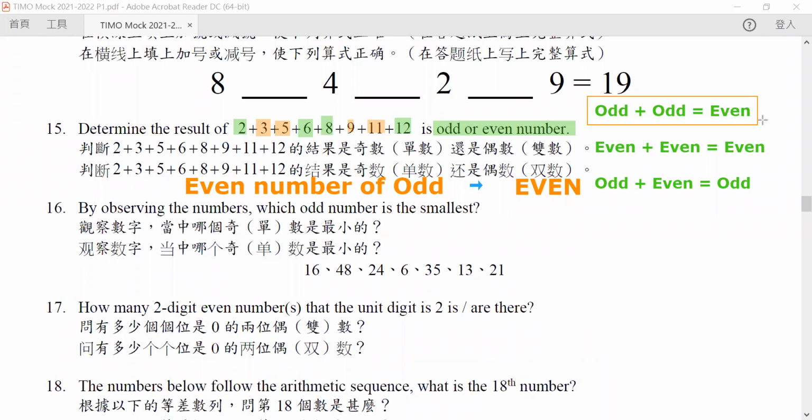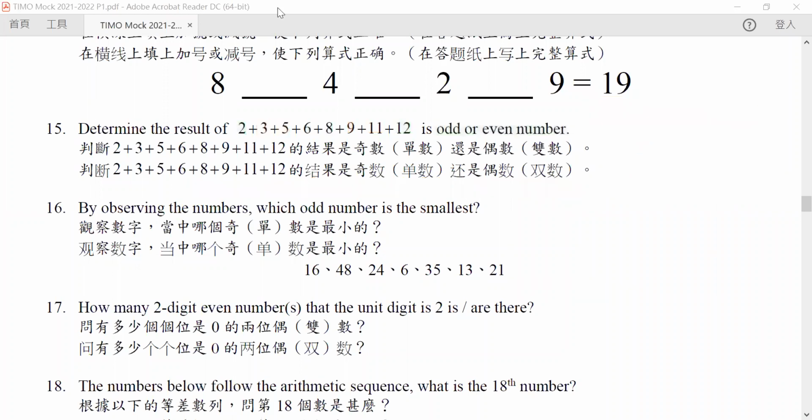By observing the numbers, which odd number is the smallest? Now again, let's first count which of them is actually an odd number, before we talk about which one of them is smallest. So 16 is not an odd number, 48 is not an odd number, 24 is not an odd number, 6 is not an odd number. So the only three odd numbers in here are 35, 13, and 21.